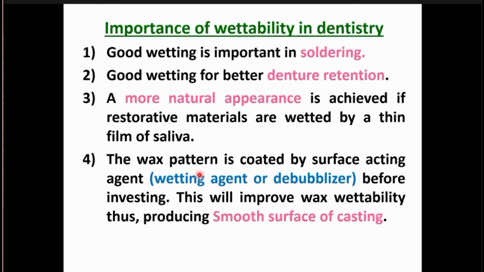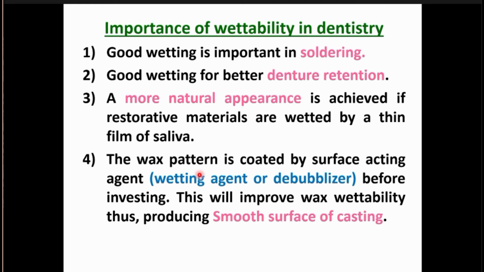Right. So what is the importance of wetting or wettability in dentistry? Wherever we try to join two materials, we need good wetting. For example, in soldering two metals, we need the solder to be low viscosity, giving us a low contact angle and good adhesion. Similarly, in denture retention, the denture surface should be wet. Otherwise, the denture will not stay in the mouth.